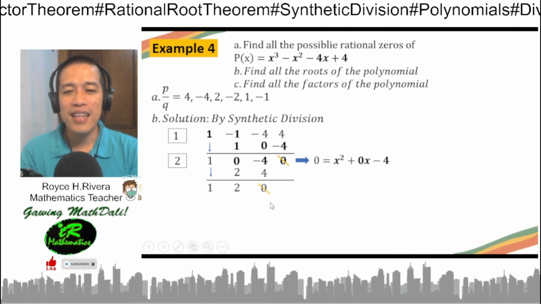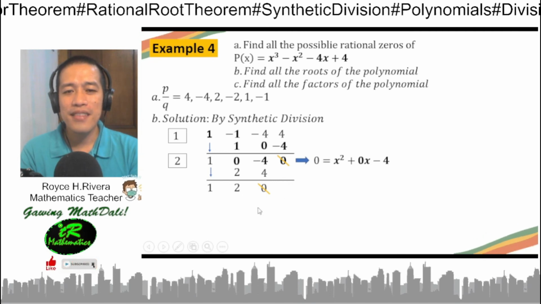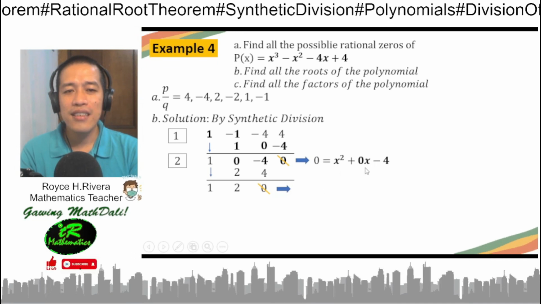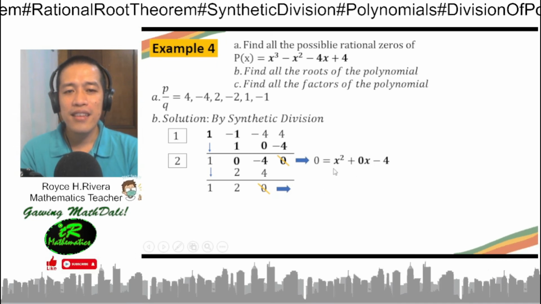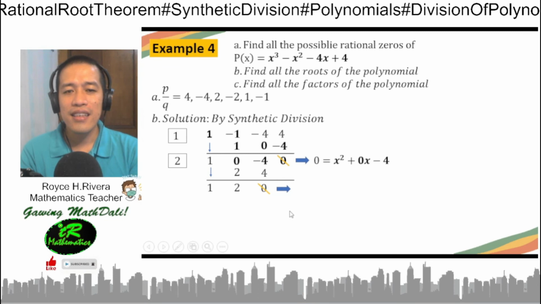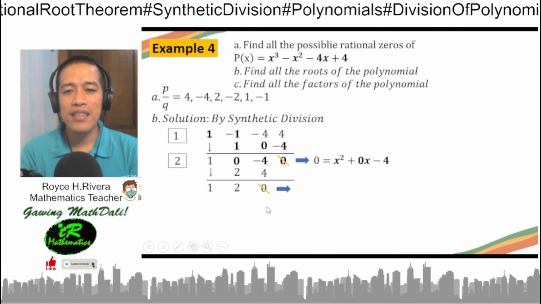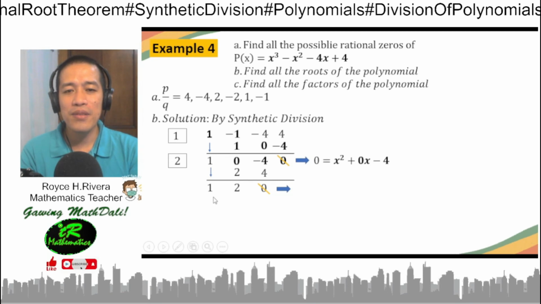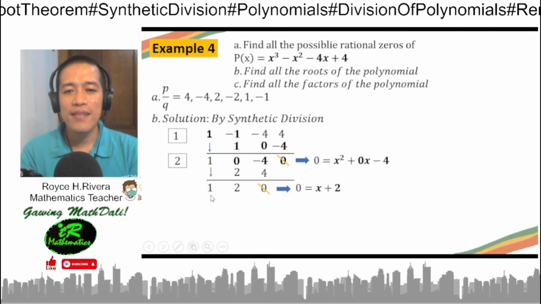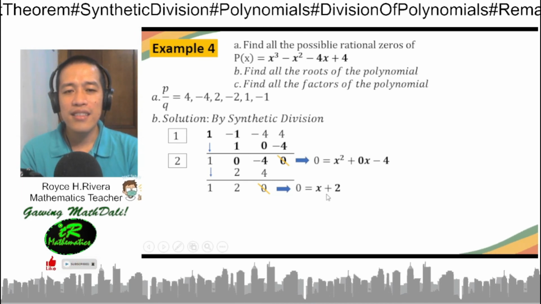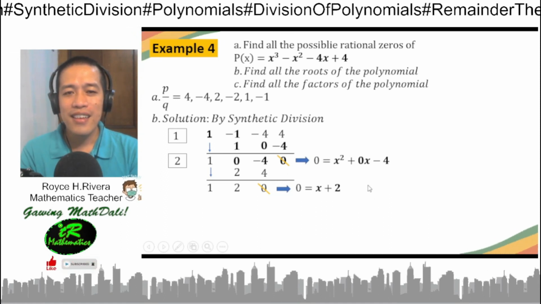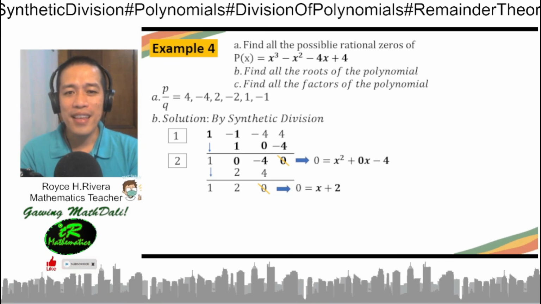So again, we disregard the remainder and we write the depressed equation. That is 1 degree less than the given polynomial. So this is in the second degree, so the depressed equation is in the first degree. So we will use these quantities as our coefficients. So we will write 1x plus 2. So only one root of the given polynomial remains to be found.